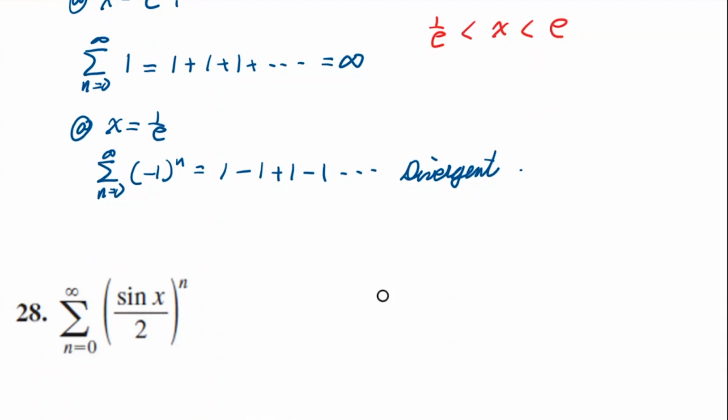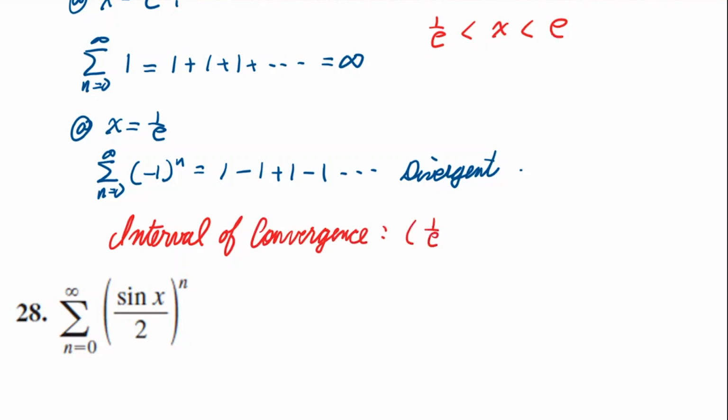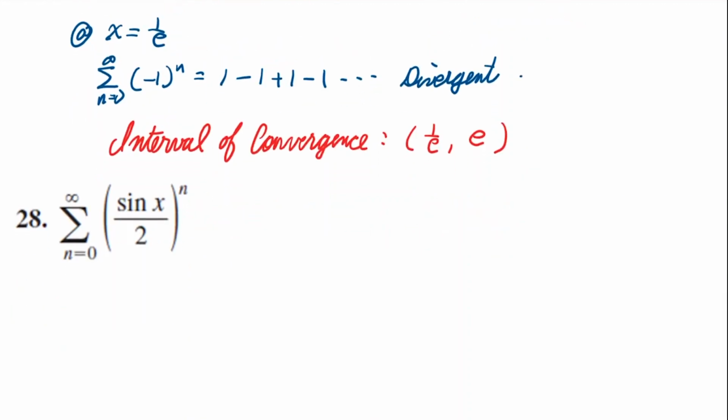So my interval of convergence in this case, the boundaries don't make it again. The interval of convergence happens to be that thingy. So 1 over e and e, boundaries excluded. Good. Questions before I move on to 28 now? Okay, let's do 28.